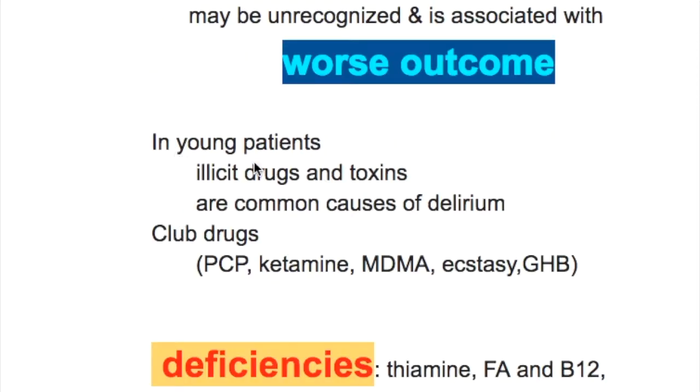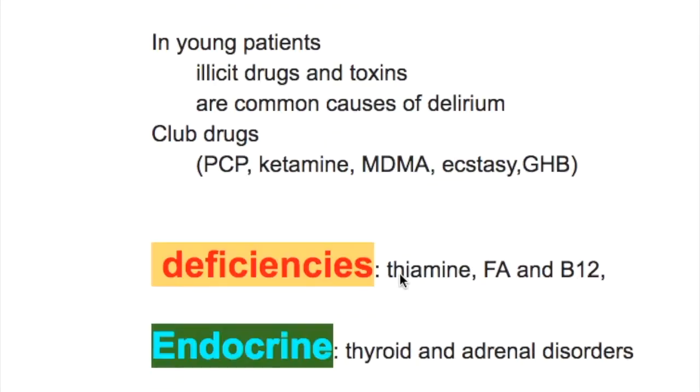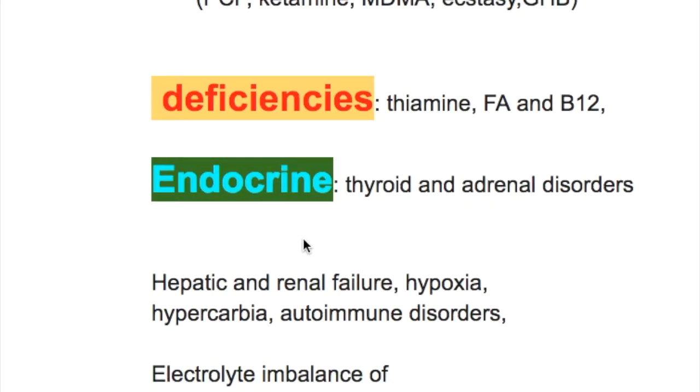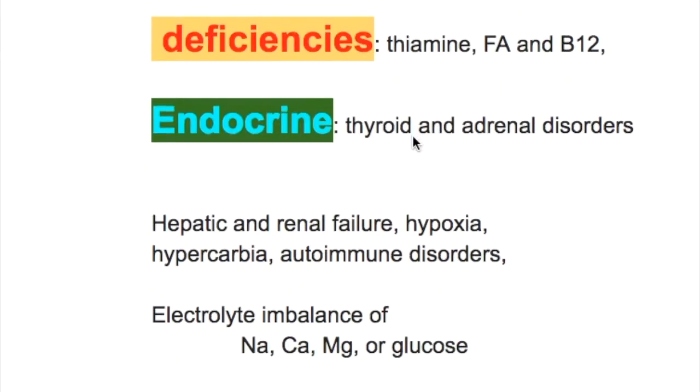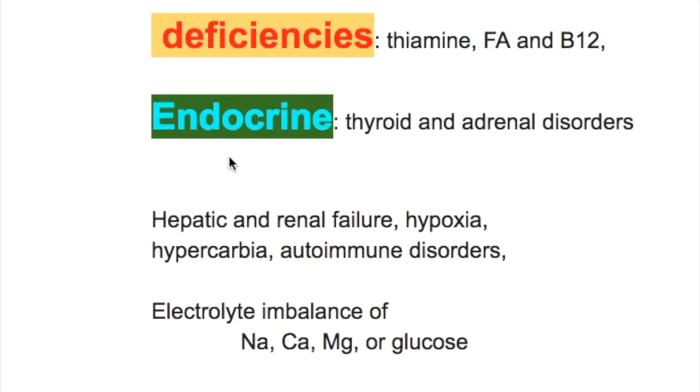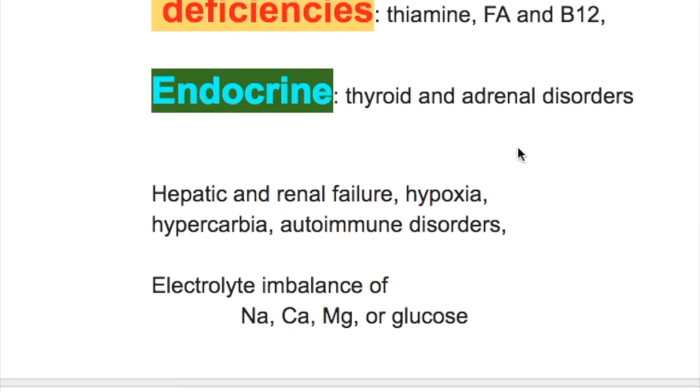Illicit drugs. In young patients, illicit drugs and toxins are common causes of delirium, like club drugs, PCP, ketamine, MDMA, ecstasy, and GHB. Which deficiency disorders cause delirium? B1 thiamine, folic acid, and B12 cyanocobalamin deficiency cause delirium. Which endocrine disorders cause it? Thyroid and adrenal disorders cause delirium. So TSH and adrenal function tests should be done.